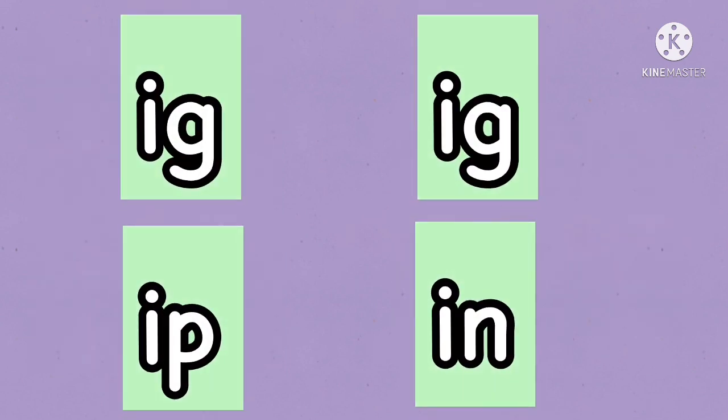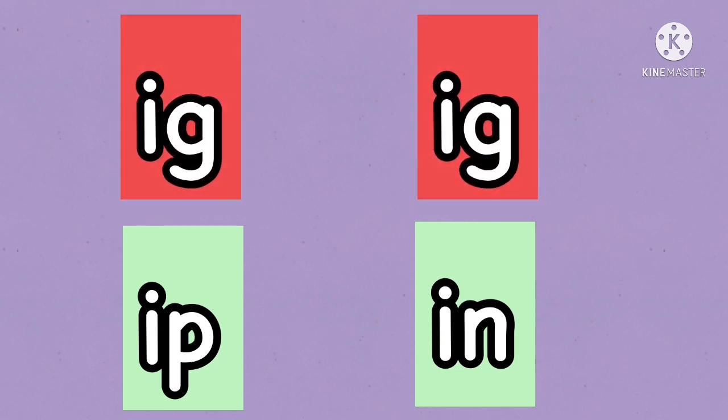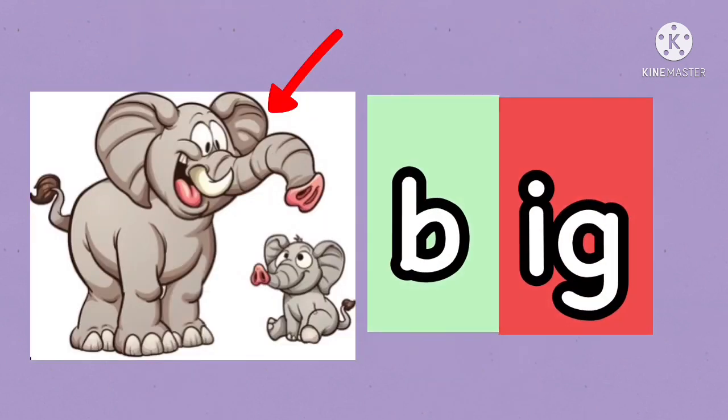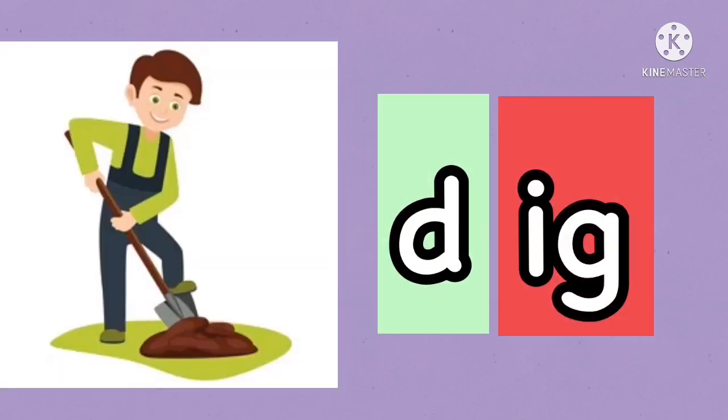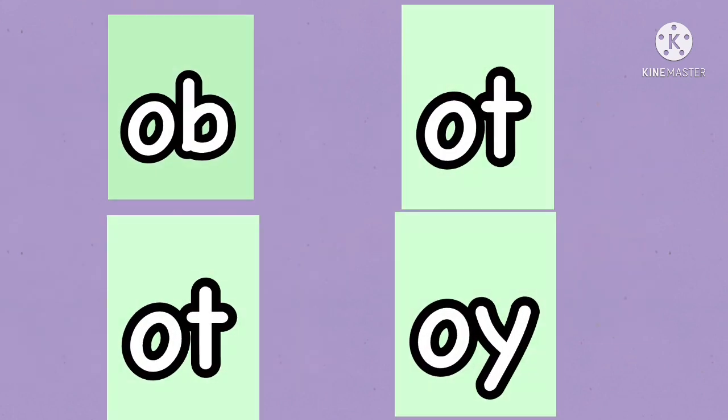Egg. Ip. In. B, I, G, ig. B, ig, big. W, I, G, ig. W, ig, wig. D, I, G, ig. D, ig, dig.